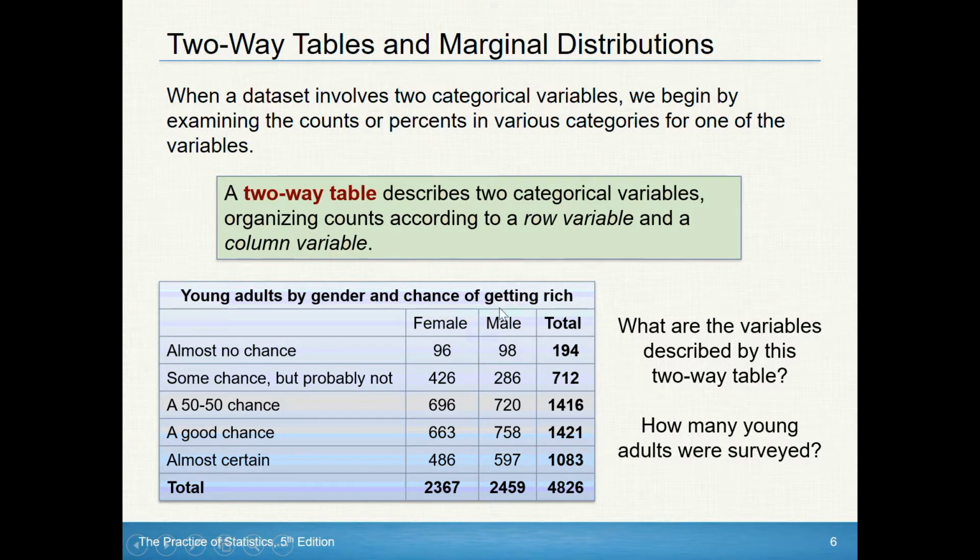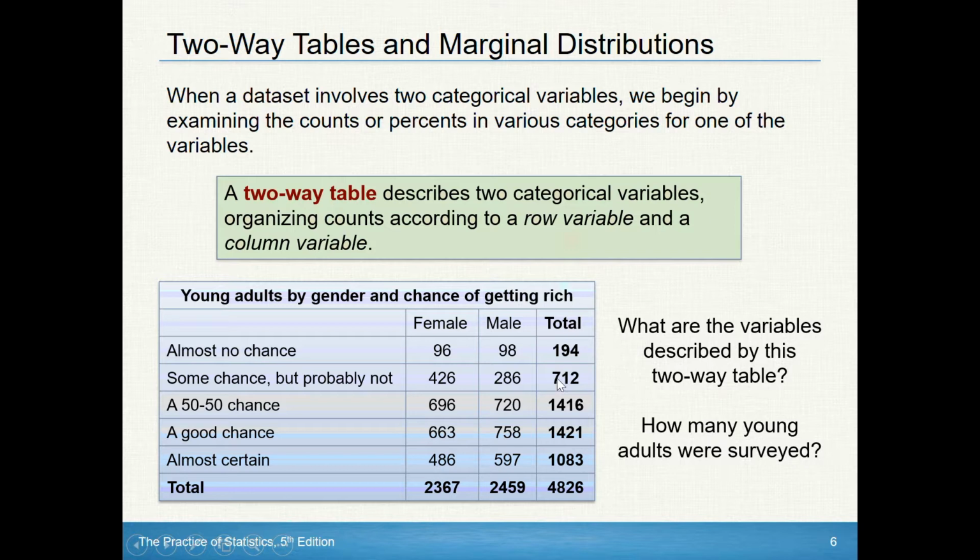I could ask you, what's your gender? That's one categorical variable. And what's your chance of getting rich? And we have right here, all right? So we have two categorical variables represented in this two-way table. That's what it's referred to as, all right? When we are looking at these two-way tables, we always want to put in totals.